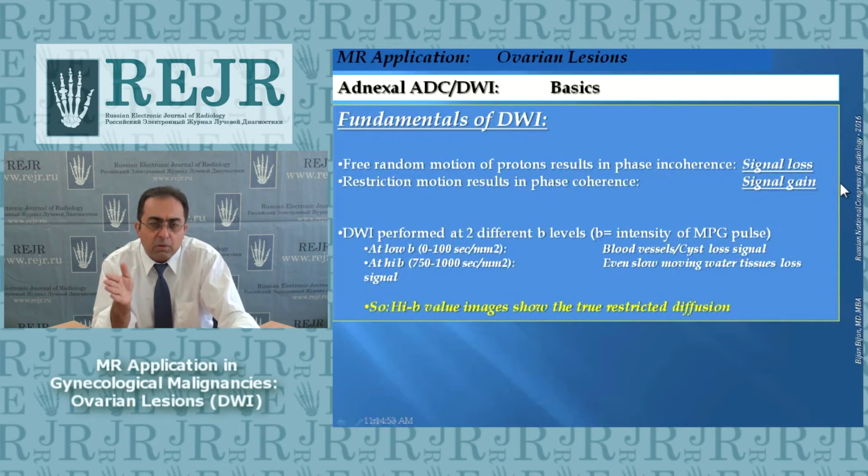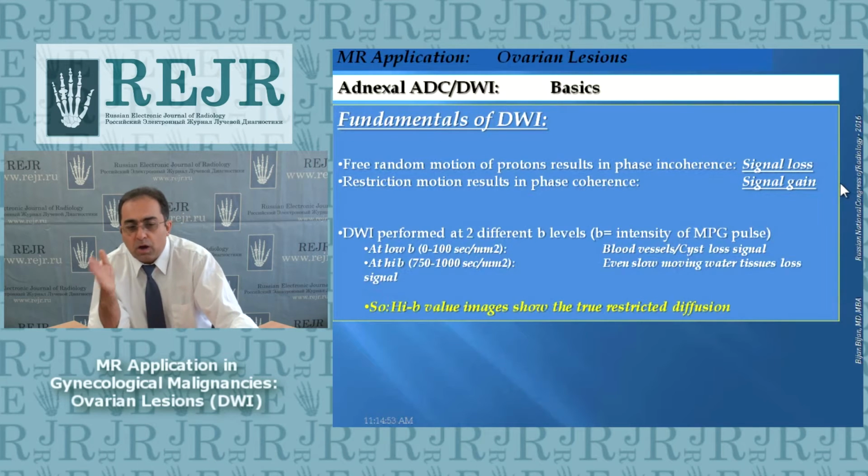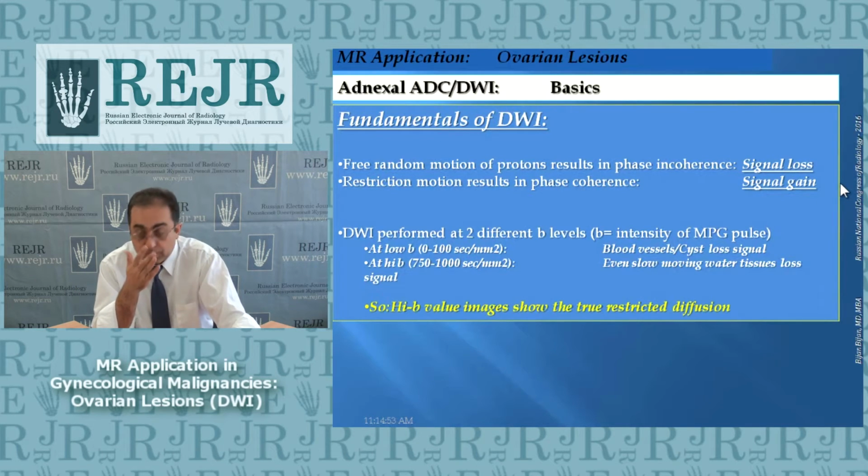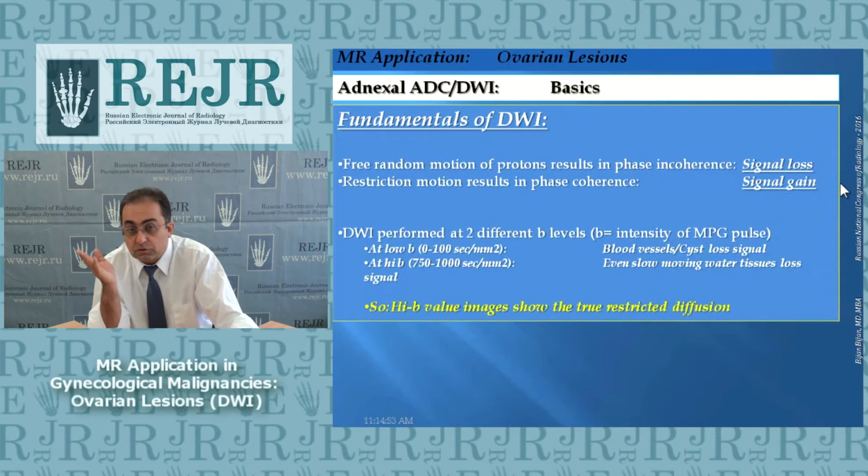Every DWI should have a B0. This is one of the parameters. The B value is the intensity of the MPG pulse that we apply. So we definitely do one low B and one high B. Low B we usually do at 0, but you can also do it at any value under 100, and the unit of B is second per millimeter square. And the high B values are anything over 500; we can do 700, 800, 1000, and 1500 and 2000 are also other options.